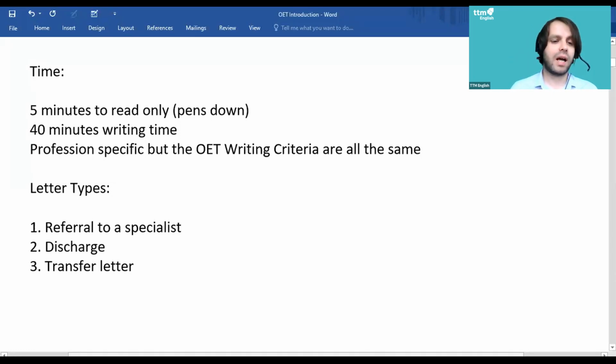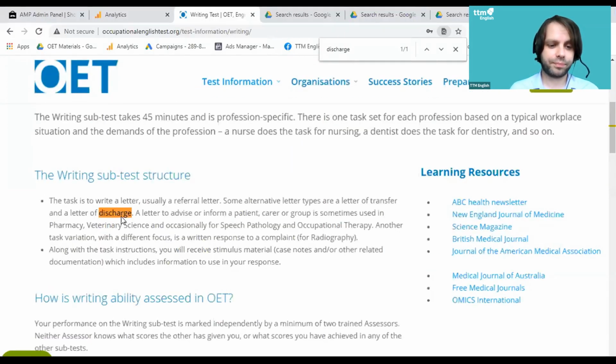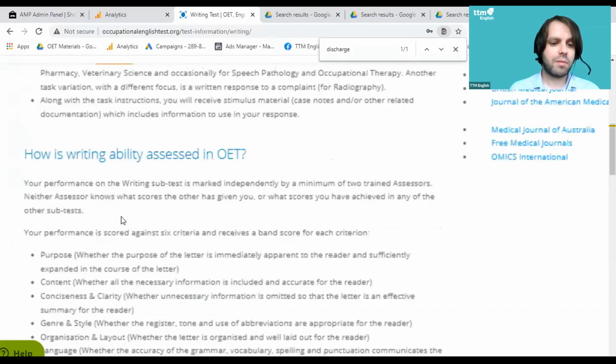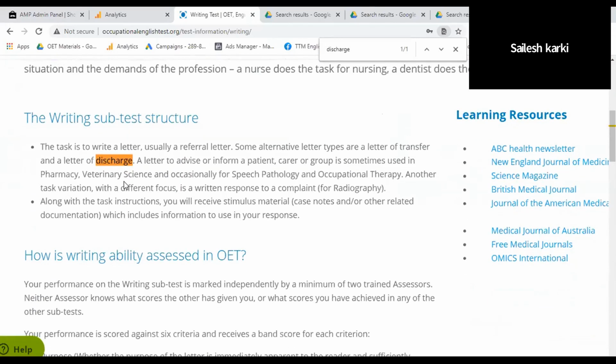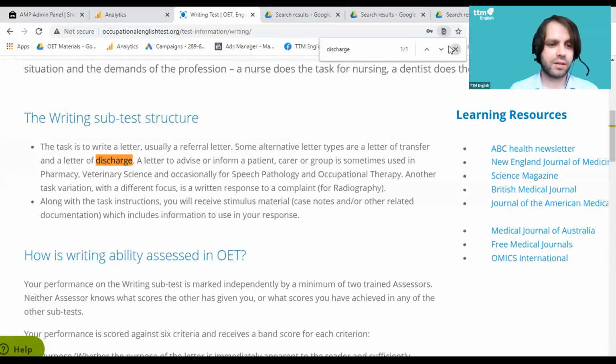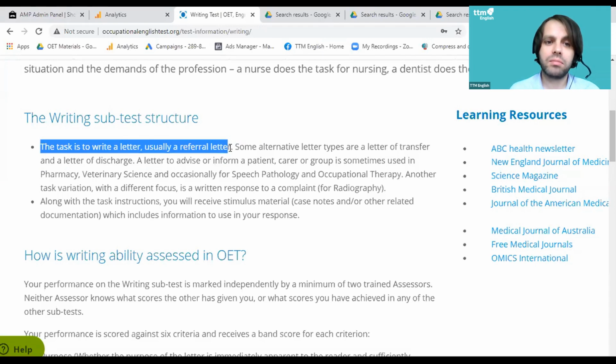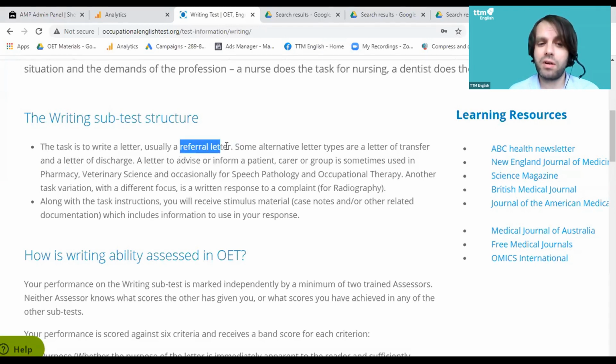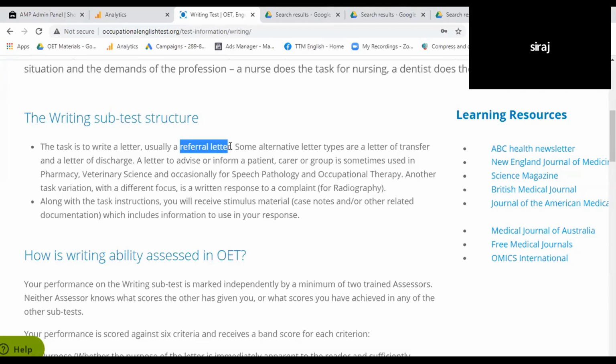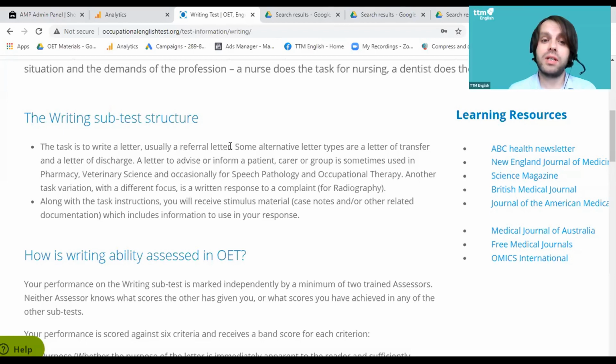So for example, guys, if we look at this here, this is the OET official website, right? And I'm writing a book on OET writing. So when I was writing my book, I researched this. And if we read what they say here, the task is to write a letter, usually a referral letter. That's interesting. Now, I think for nurses, it's not usually a referral letter. What is it usually for nurses? Transfer. Discharge. It used to be mostly discharges, but they've changed it now, so they have all of them.